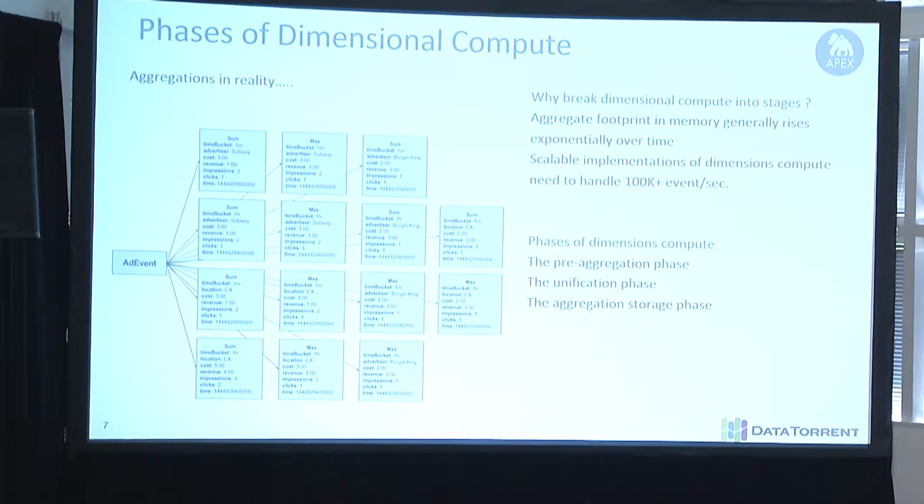So that's why you break it into different stages. One is obviously the memory footprint. The other one is you want to have a scalable implementation of your dimensional compute. And typically, each partition should at least handle 100,000 events. That's why we divide it into multiple stages. You have the pre-aggregation phase, then the unification phase, and the aggregation storage phase. Each of them has a specified set of tasks, and they cover shortcomings of the other stage.